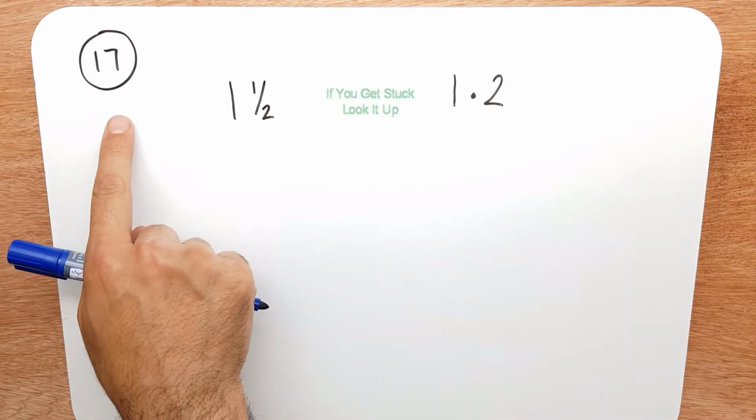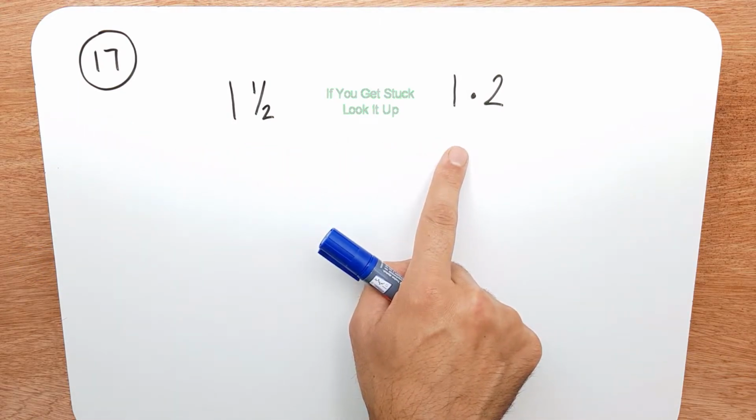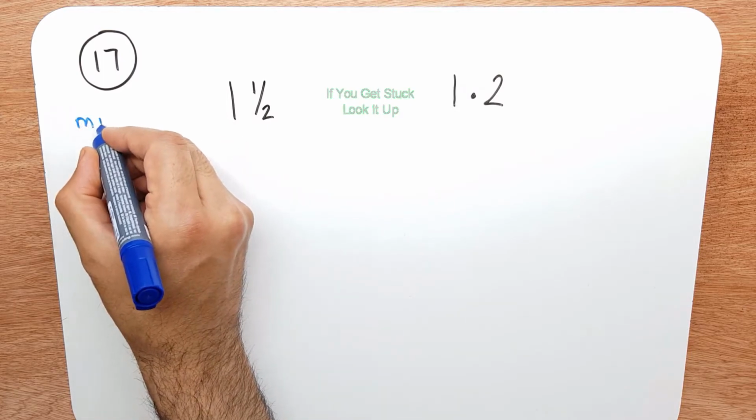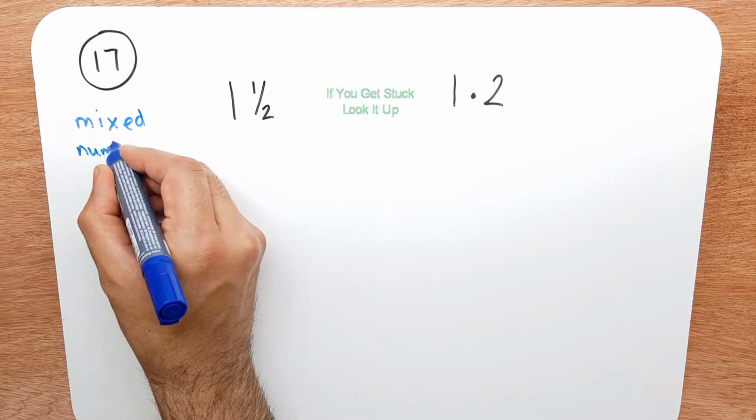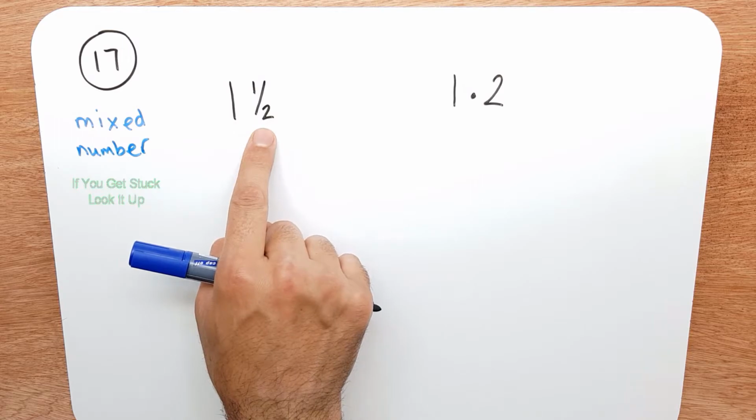In question 17, we're given pairs of numbers and we're asked to circle the larger number. Now here you have a mixed number. So let's write that down. Mixed number. All that means is you have a whole part and a fraction part.